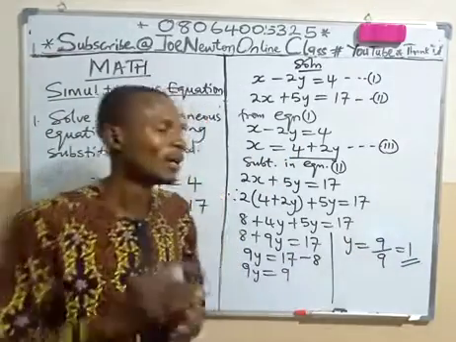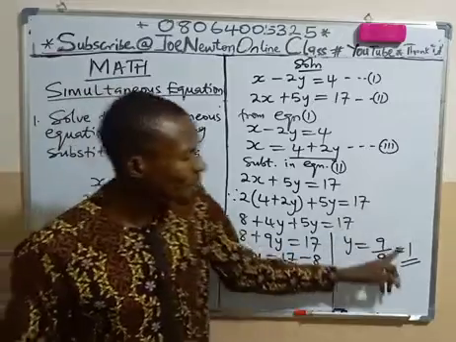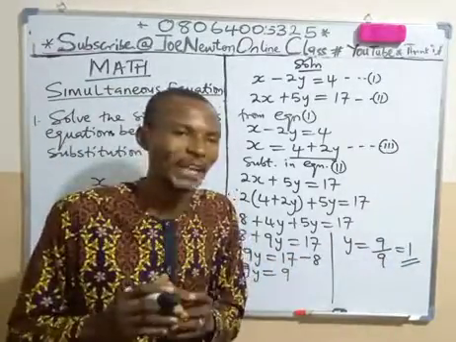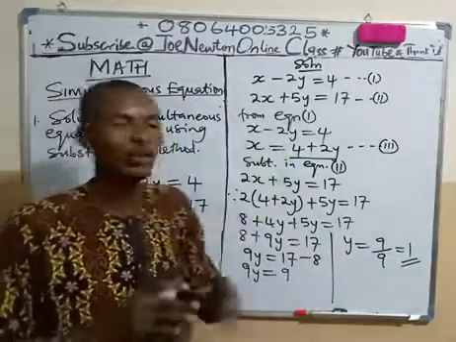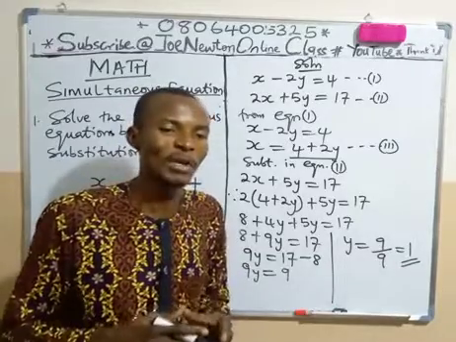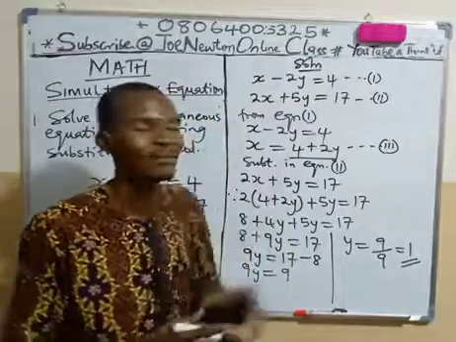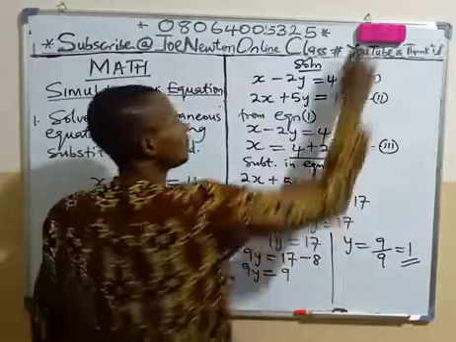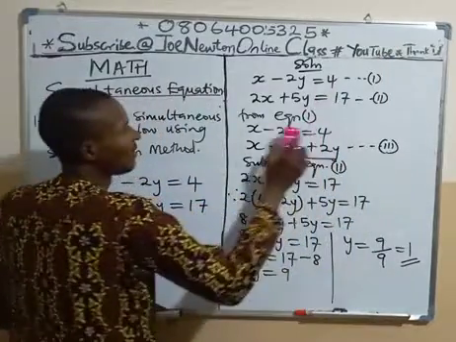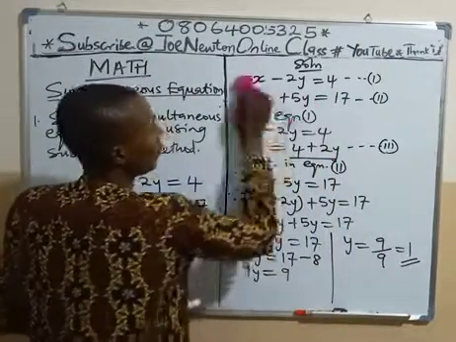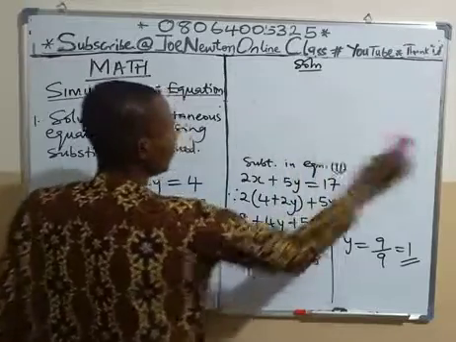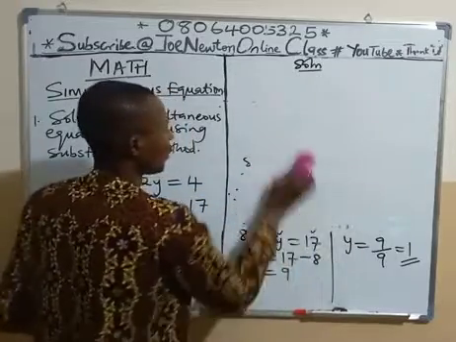Now, the next step is for us to do what? To substitute this value of y so obtained in any of the equations in order to obtain the value of the other variable, which is what? X. So that is the next step. Now, for want of space, I have to clean this on the board here for us to continue.